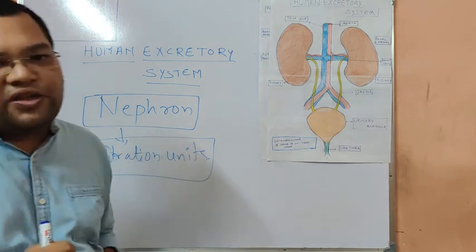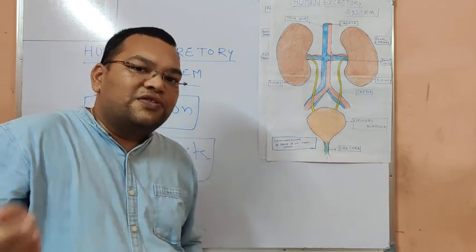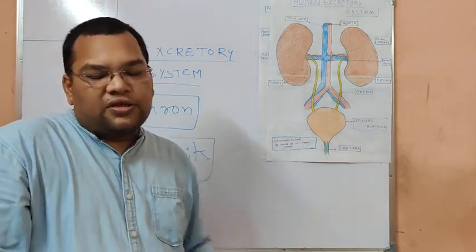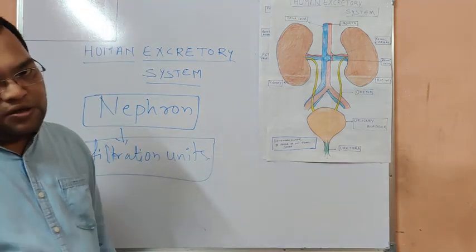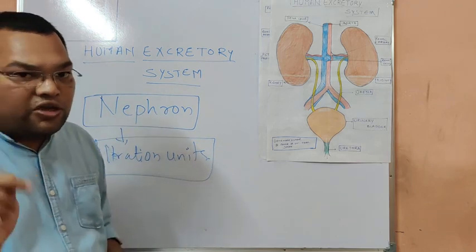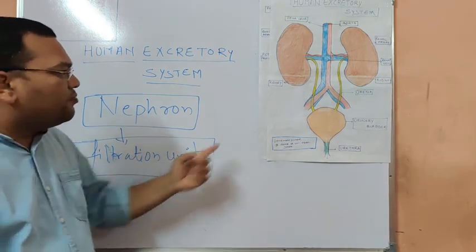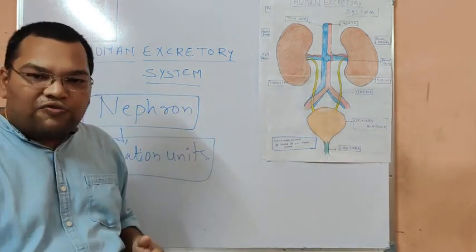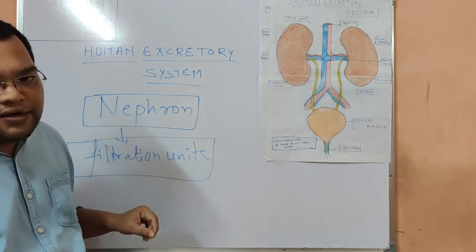Don't confuse the nephron with the neuron. A neuron is a nerve cell which we are going to talk about in the next lecture. The next chapter is control and coordination, in which we will talk about the neuron. In the 9th class also you studied the neuron diagram. So don't confuse the neuron and the nephron. The nephron is the filtration unit present in the kidney, the unit where all the filtration occurs.